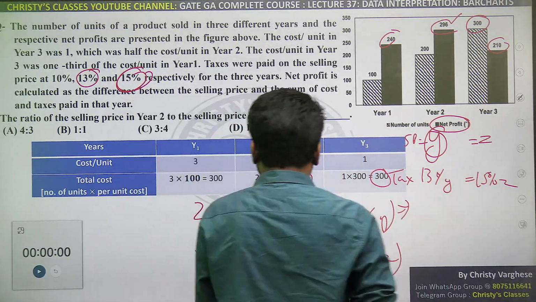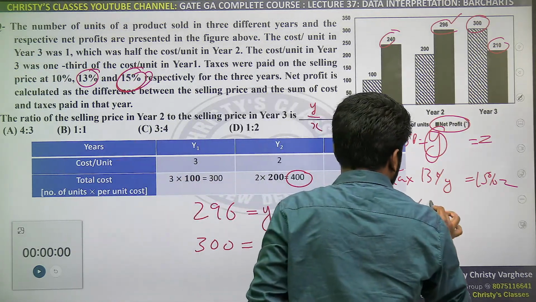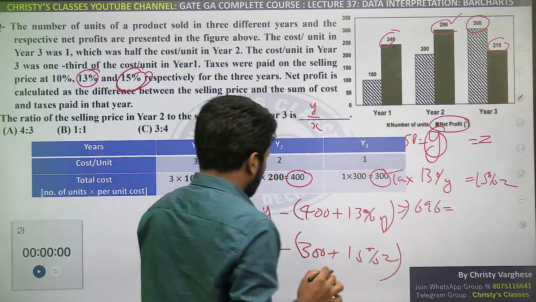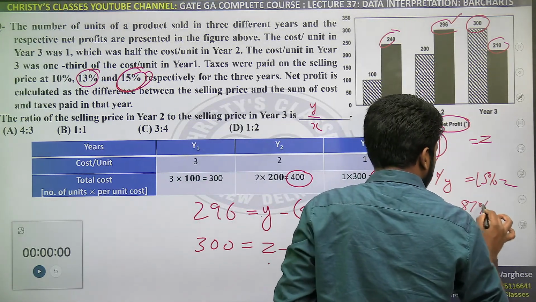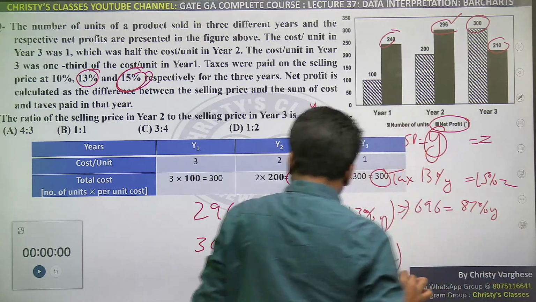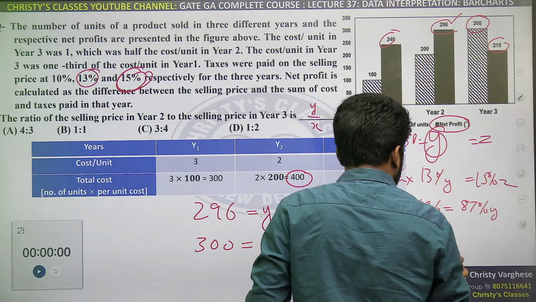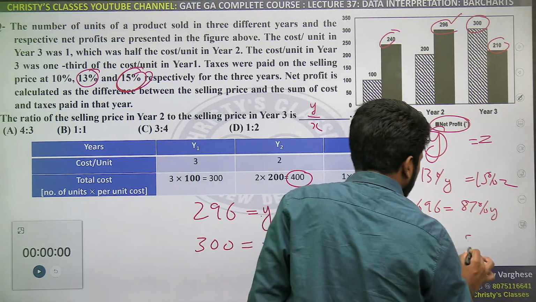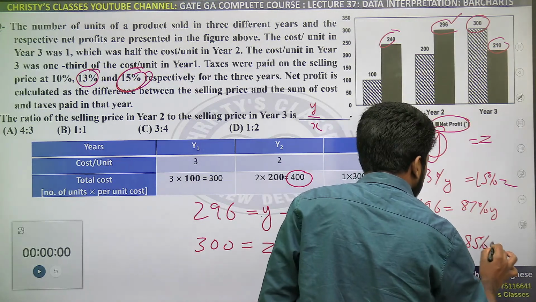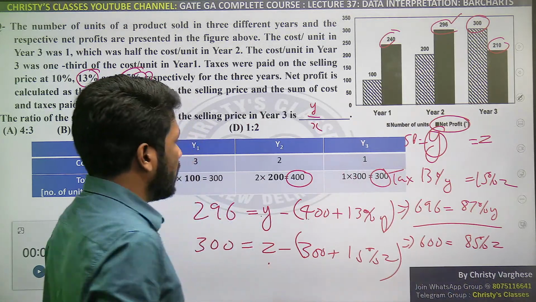400 taken to the left side, that is 400 plus 296. 400 plus 300, 700, 696 is left hand side. Right hand side will be 100% of Y minus 13% of Y, 87% of Y. And here 300 on the left hand side, that is 600, is equal to 100% of Z minus 15% of Z, 85% of Z. Now it is easy. So ये simplified equations दोनों divide करके check करिए. Divide करिए.